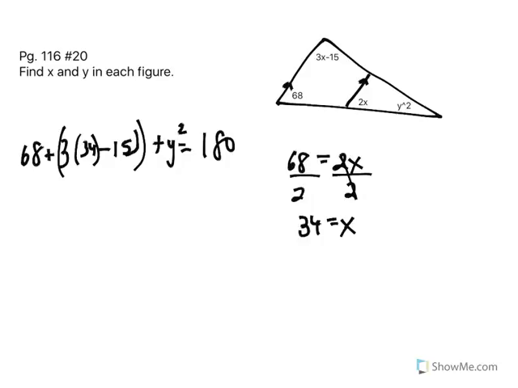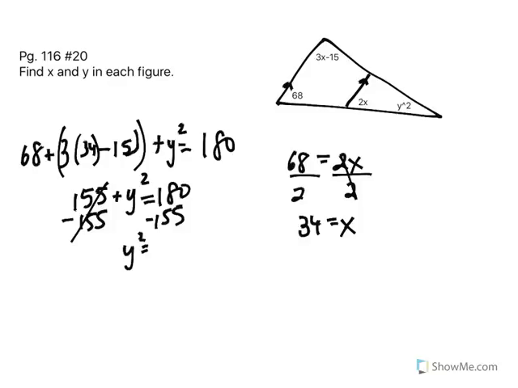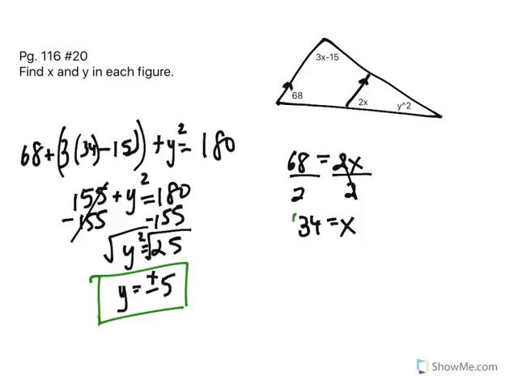34 times 3 is 102, minus 15 (I'm doing this on my calculator, sorry) is 87, plus 68 is 155. So we get 155 plus y squared equals 180. I subtract 155 from both sides, and I get y squared equals 25. I take the square root of both sides to get rid of my exponent, and I get y equals plus or minus 5. So now I have solved for x, and I have solved for y.